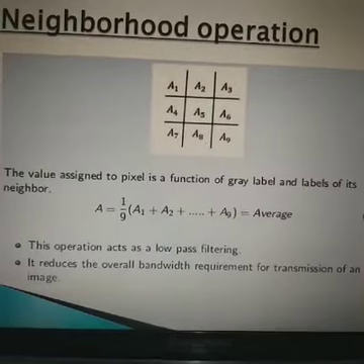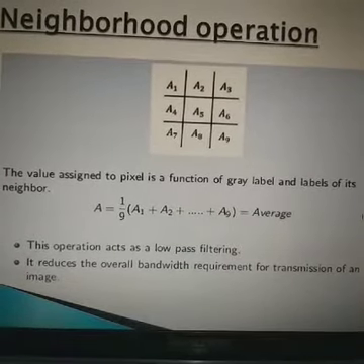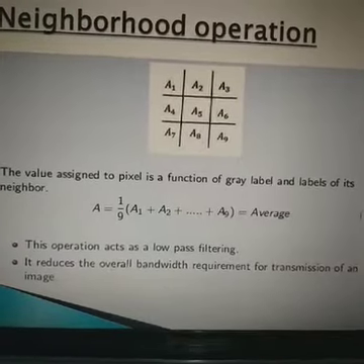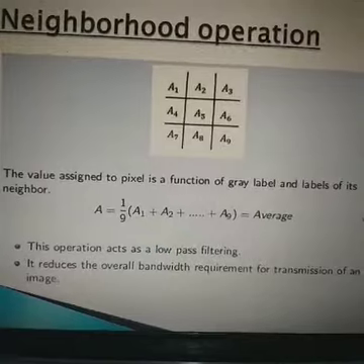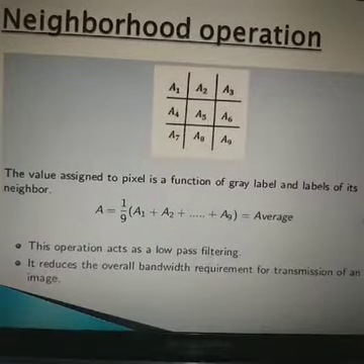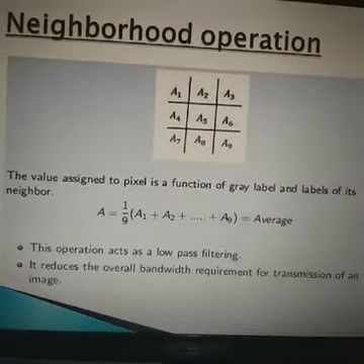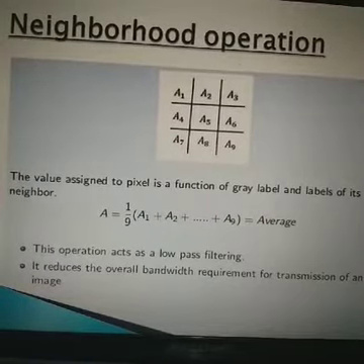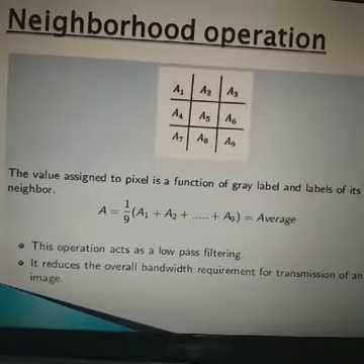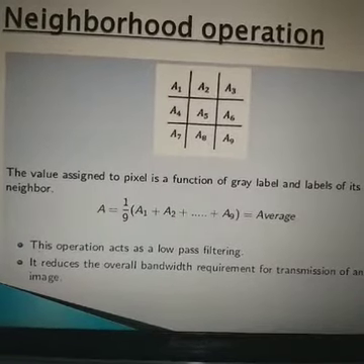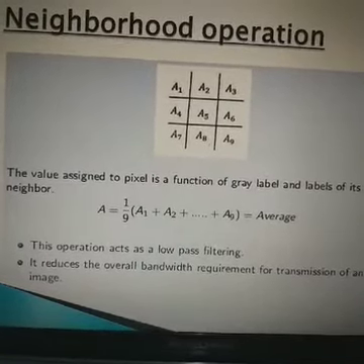The average of that image is calculated by A equals 1 divided by 9. What is 9? The number of pixels, 3 into 3 is equal to 9. If we have a 4 into 4 image, then 1 by 16. 1 by 9 in brackets the addition of all the pixel values a1 to a9, and that value is the total average value. This operation is also known as low pass filtering. It reduces the overall bandwidth requirement for the transmission of an image.